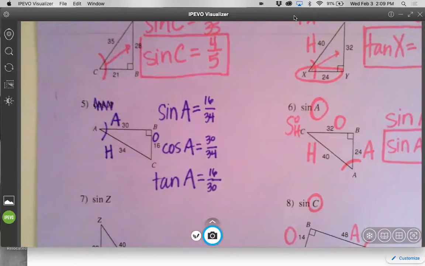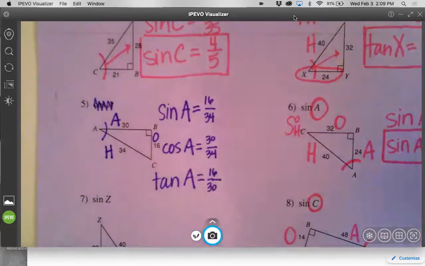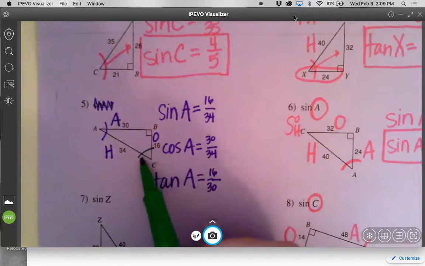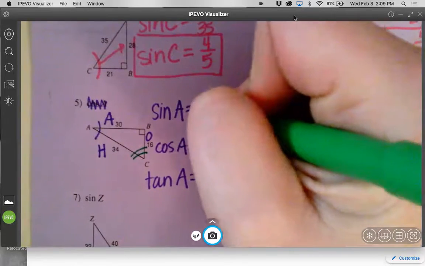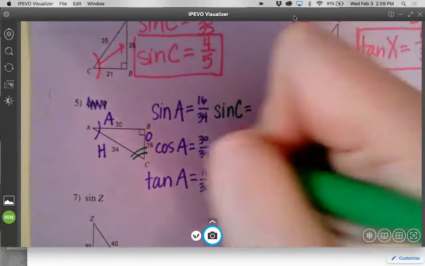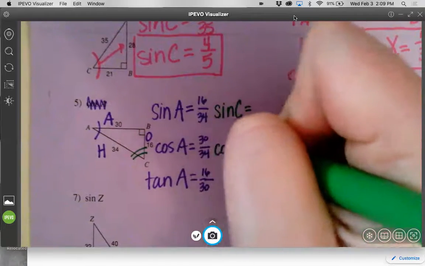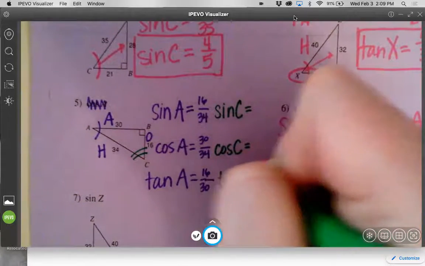If you have 2 colors, this would be the time to grab a separate color. And what we're fixing to do is we're going to do the sine, cosine, and tangent of the other angle, which is C. So I'm going to just write down sine of C, cosine of C, tangent of C.